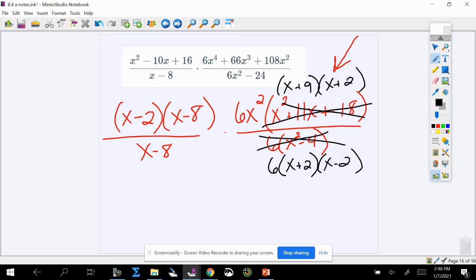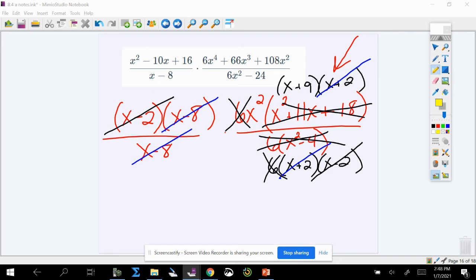And then that way it's kind of rewritten and not taking up as much space. So let's start canceling. So I've got an x plus 2 and an x plus 2. I've got an x minus 8 and an x minus 8. I've got an x minus 2 and an x minus 2. I've got a 6 and a 6.